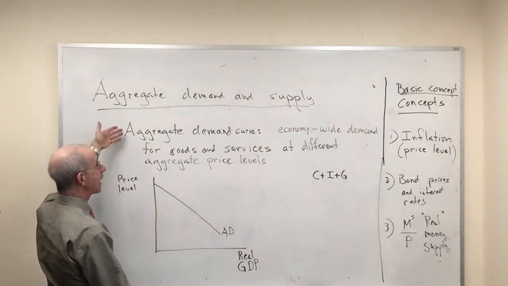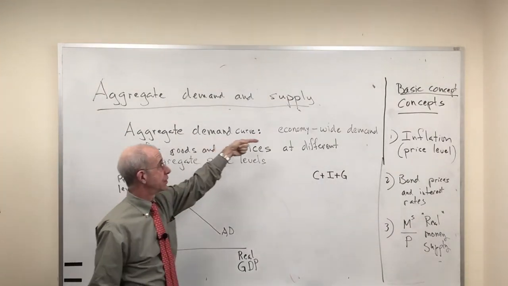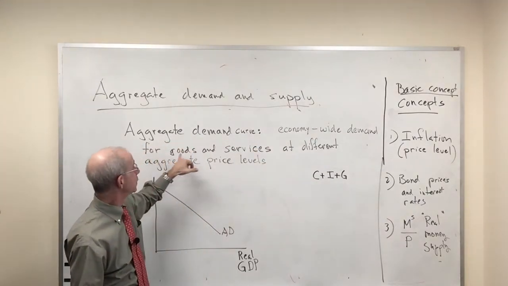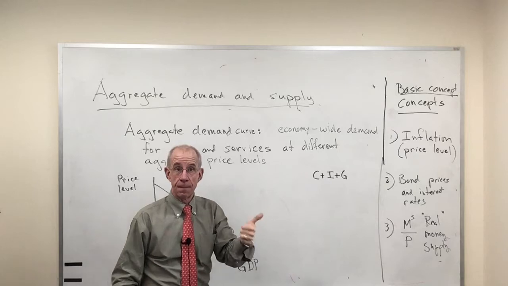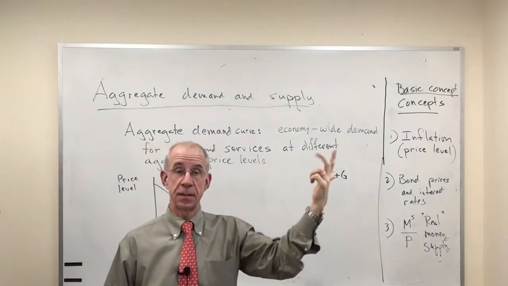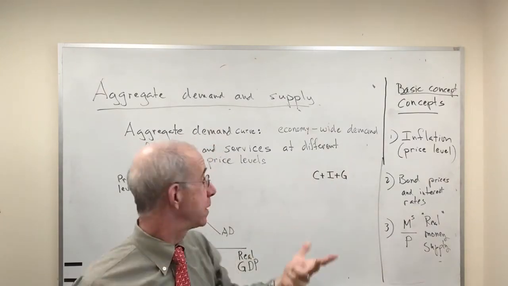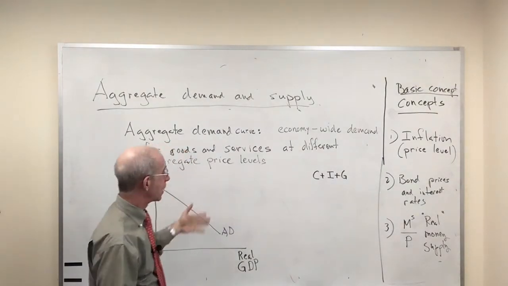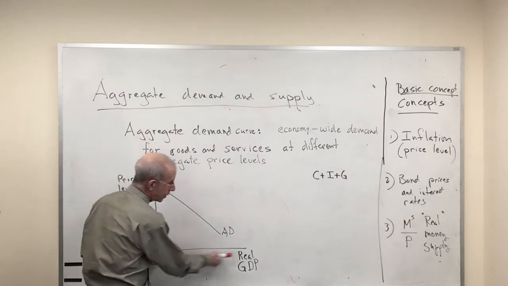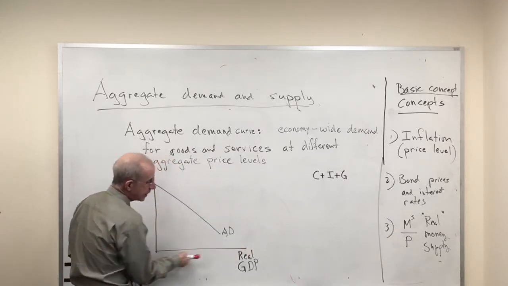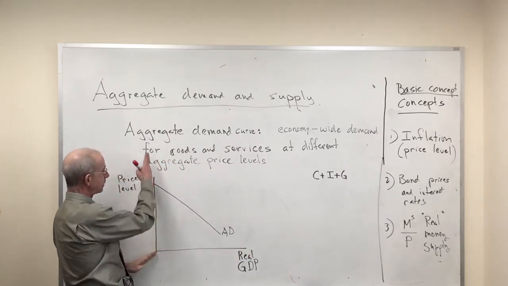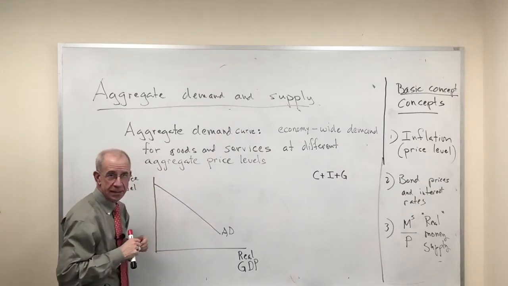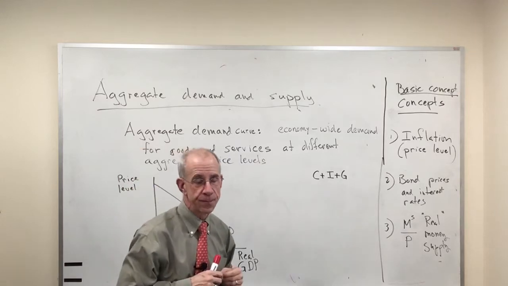Okay, the aggregate demand curve tells you the economy-wide demand for goods and services by consumers, businesses, and the government at different aggregate price levels. And we depict that with real GDP on this axis and the price level on this axis, and then you have a downward sloping aggregate demand curve.